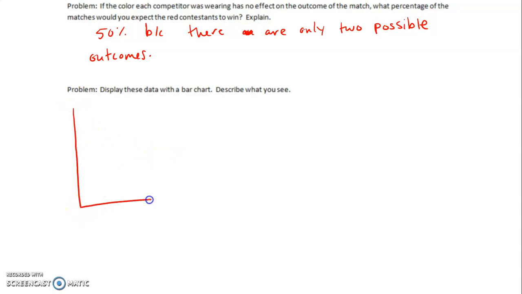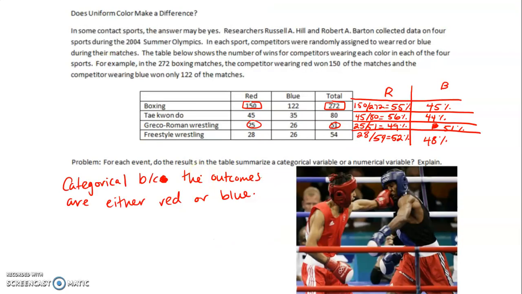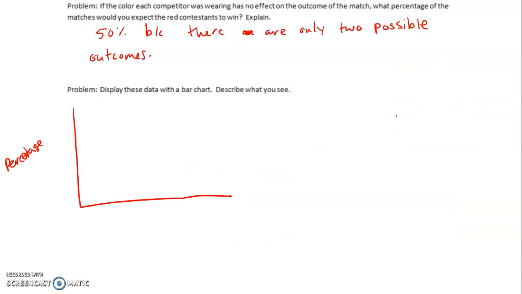So I'm going to have a y-axis and an x-axis, and anytime you're working with percentages, you always put those percentages on the y-axis. So remember, a bar chart does not have to go to 100%. It can go up to however high you need it. So if I'm looking at these percentages, my highest percent is 56. So I'm just going to go up to 60 by tens. So 10, 20, 30, 40, 50, 60.